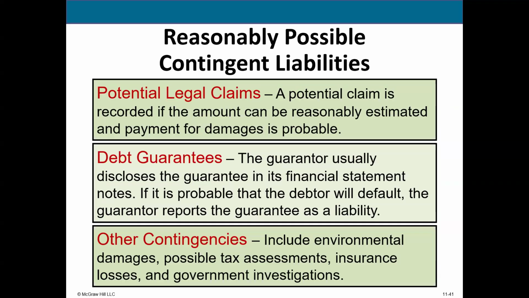If it's possible and it's probable, then we need to estimate that. If it's not, then we need to at least disclose it. So here we have potential legal claims. If it's possible and probable, then we estimate. Debt guarantees are disclosed in the financial statements. Other contingencies, it depends if it's substantial. If it's substantial, we estimate it. If it's not, then we just disclose it in the notes.